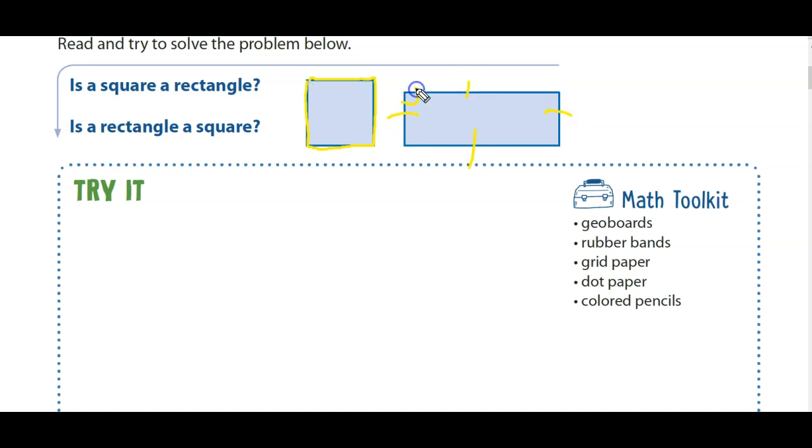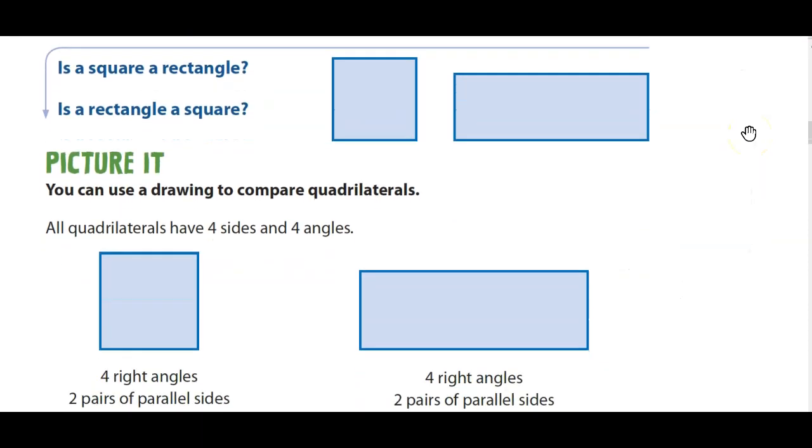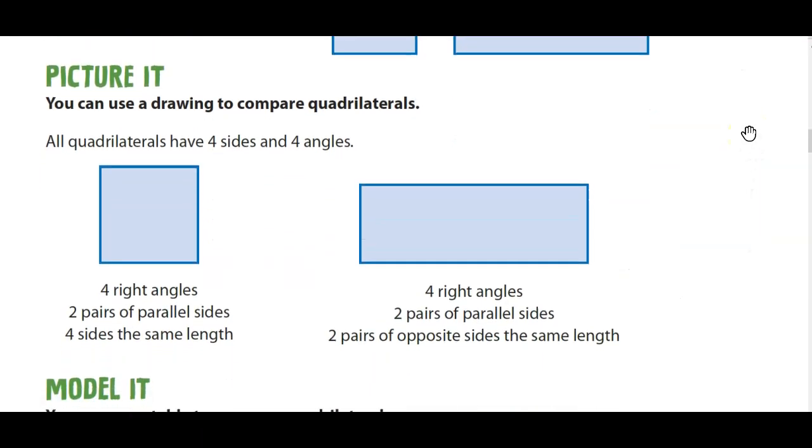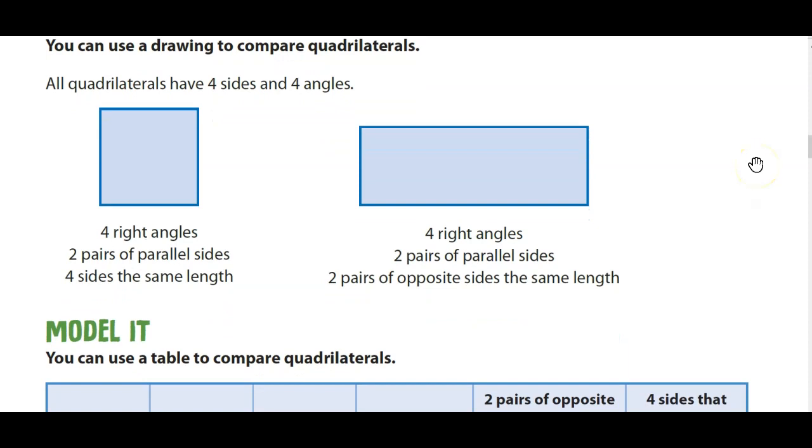And all four angles are right angles. Again, right angles look like a capital L in the corner. You can use a drawing to compare quadrilaterals. So all quadrilaterals have four sides and four angles, just like a square does and a rectangle does. So look, they have four right angles.